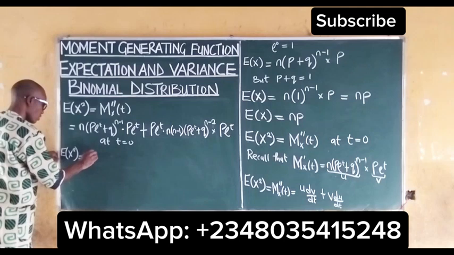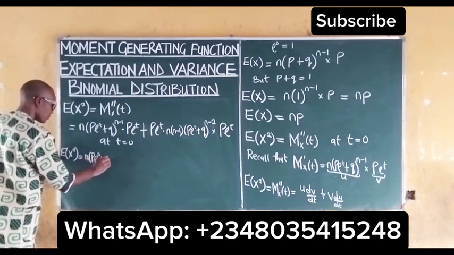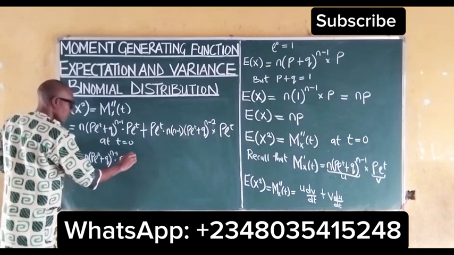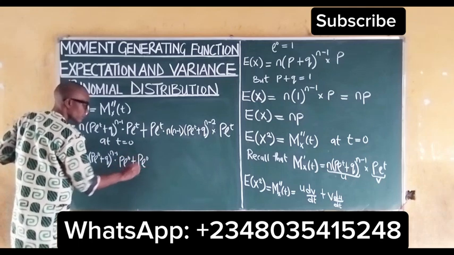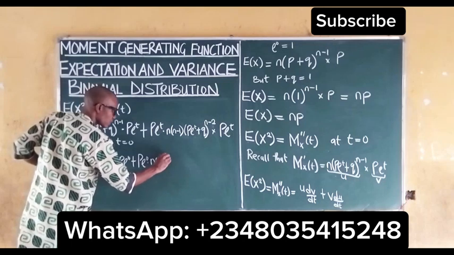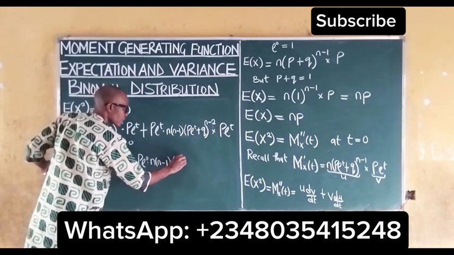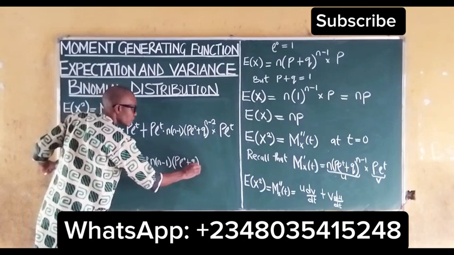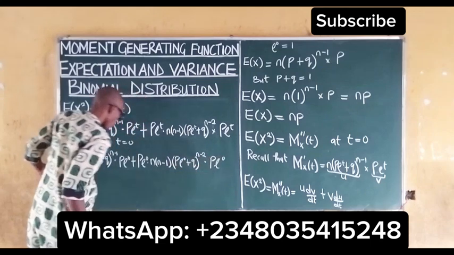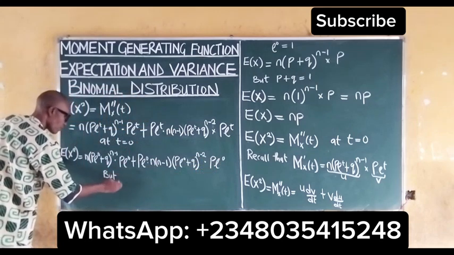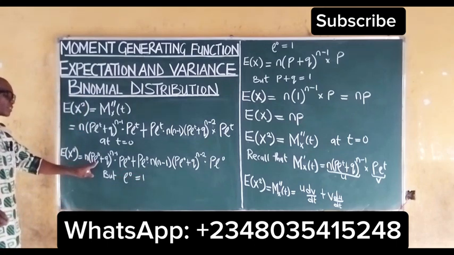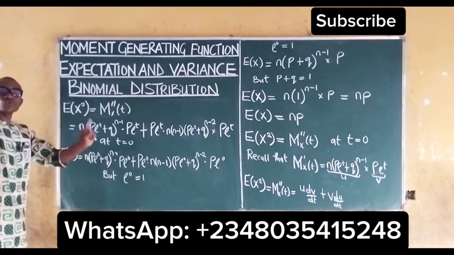We have n into pE0 plus q raised to the power of n minus 1 multiplied by p, plus p into n into n minus 1 multiplied by p plus q raised to the power of n minus 2 multiplied by p. Of course, we note that anything raised to the power of 0 is equal to 1, so anywhere we see an exponent of 0, we put 1 there.